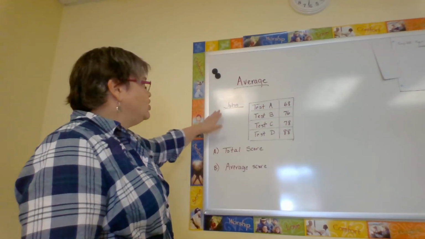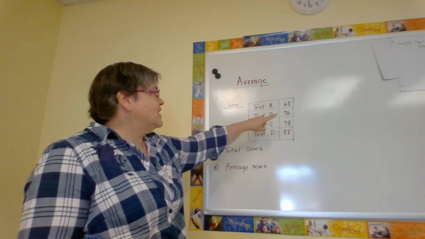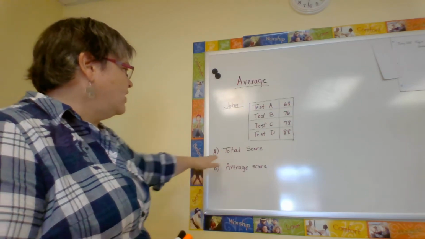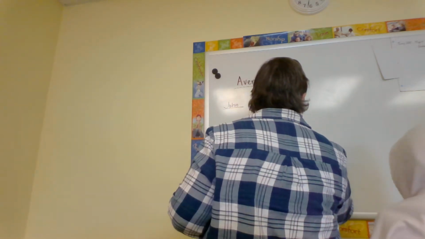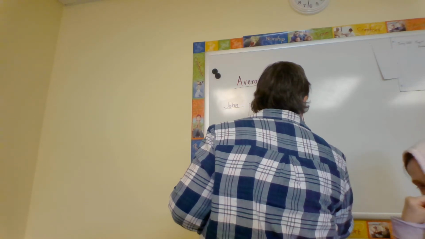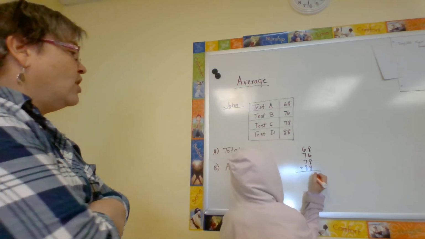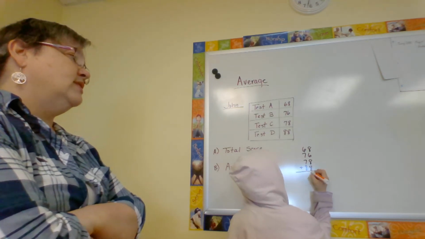All right, here we have John. John has 4 test scores for this quarter. He has a 68, a 76, a 78, and an 88. Phoebe's going to come up here and find the total score. I'm going to give you the orange marker. You're going to add those up for us. She's adding up 68, 76, 78, and 88.